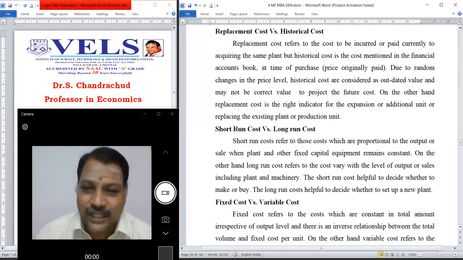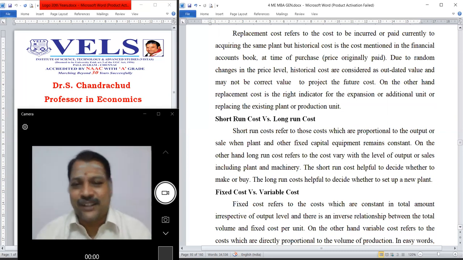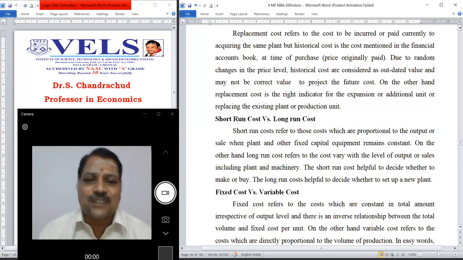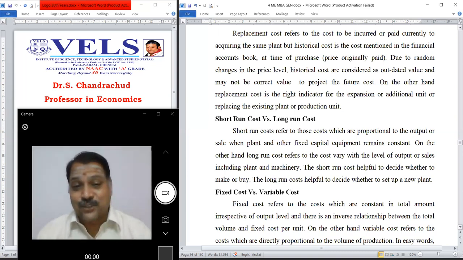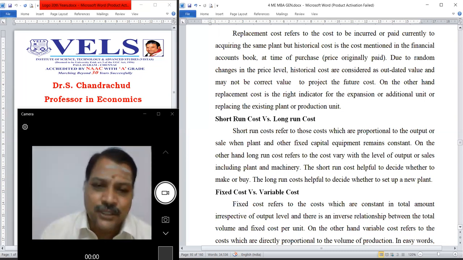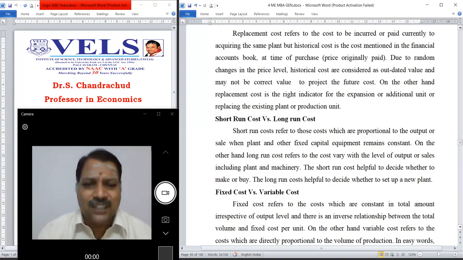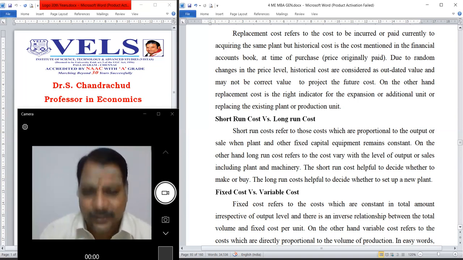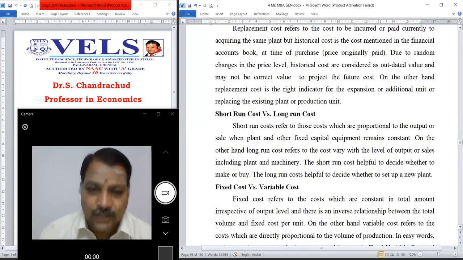Let us move to the next one, short-run cost and long-run cost. The term itself gives enough meaning. The short-run cost refers to those costs which are proportional to the output or sale when the plant or other fixed capital equipment remains constant. On the other hand, the long-run cost refers to the costs that vary with the level of output or sale, including plant and machinery, because all are variable. In the short run, most of them are constant. So short-run cost is helpful to decide whether to make or buy. The long-run cost is helpful to decide whether to set up a new plant or not.